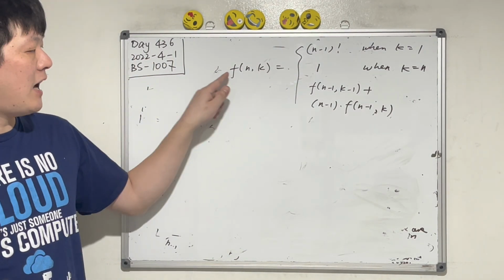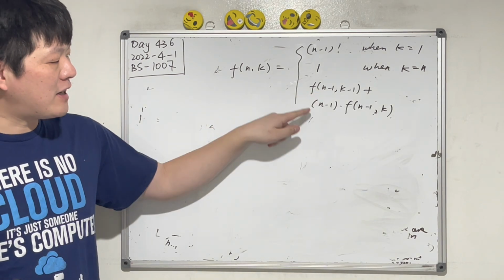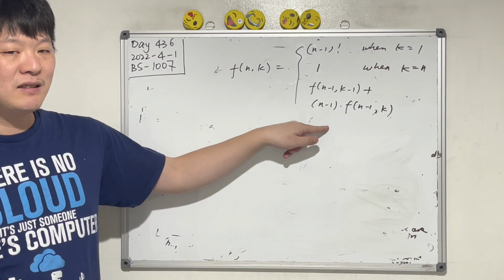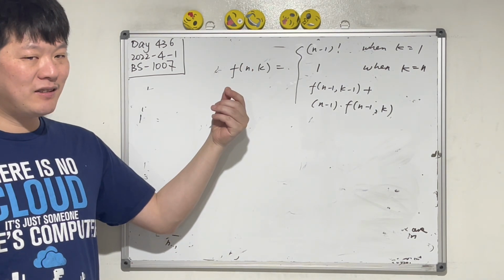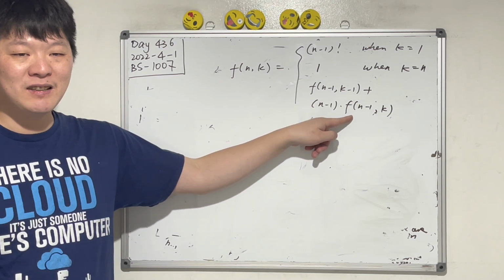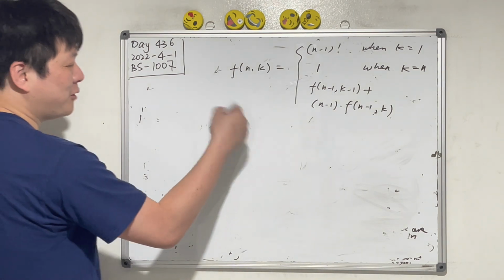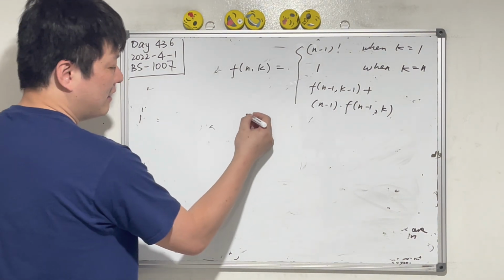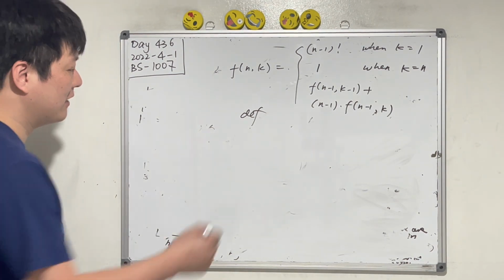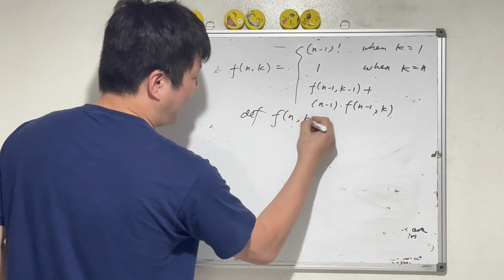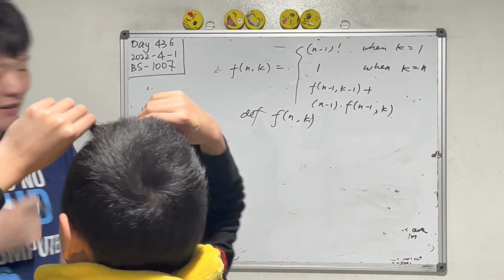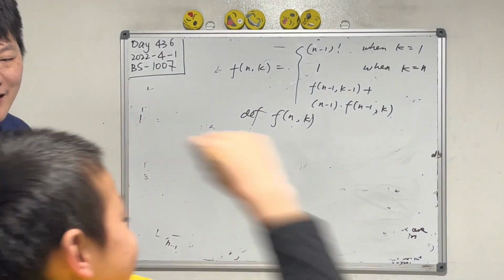Look at F(n, K), F(n-1, K-1). What do we do with this? If you look at this, there's F. How do we implement this? What do we call it? Recursion. Well done, recursion. Wow, you're on fire today. Burning is a metaphor saying, okay, you're so good today.